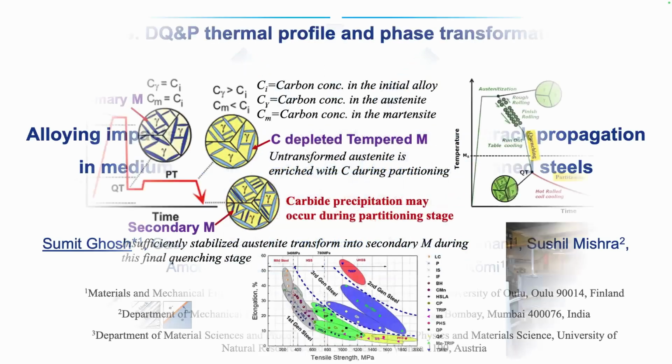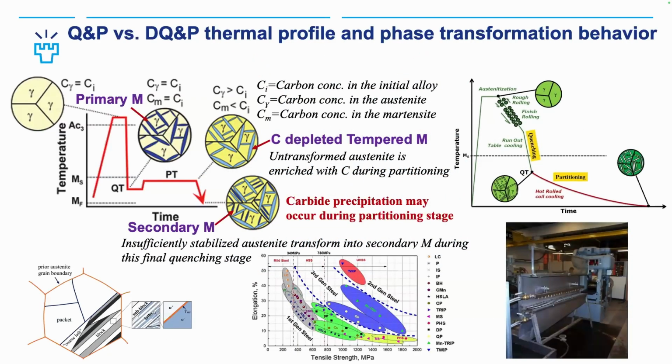So let me first introduce the quenching and partitioning process. This quench and partition steel, well known as a potential candidate, comes under advanced third generation steel. The key idea behind this kind of processing is to develop a martensitic matrix together with retained austenite finely divided between this lath martensite structure.